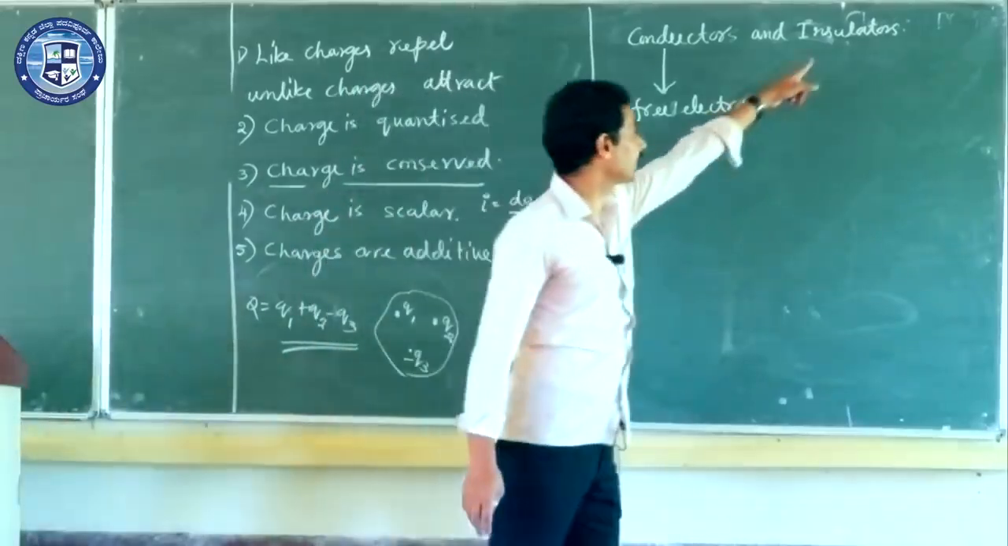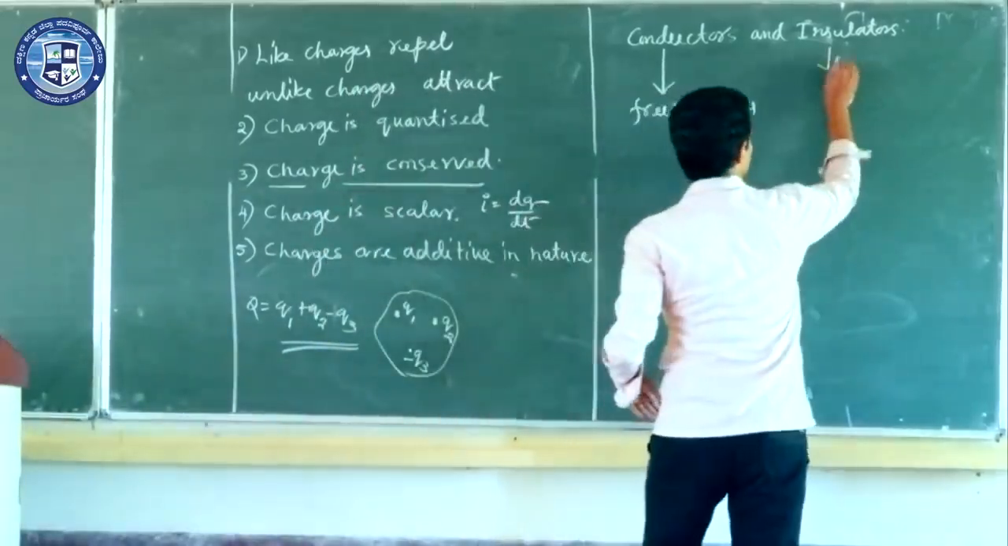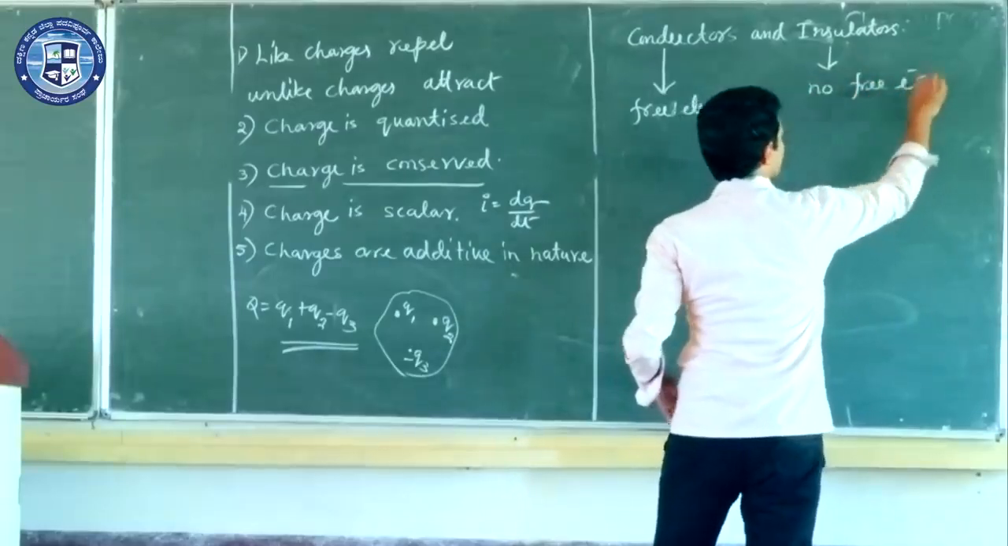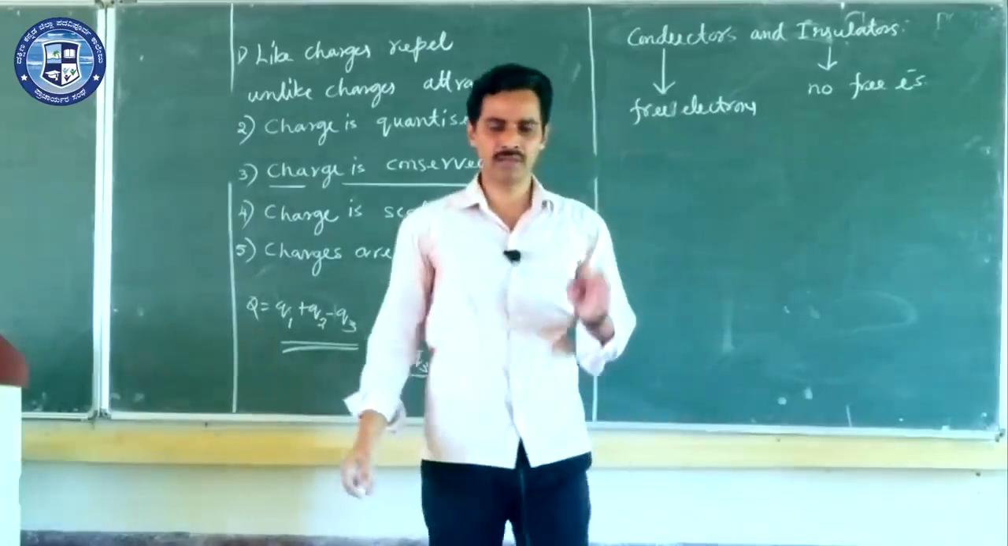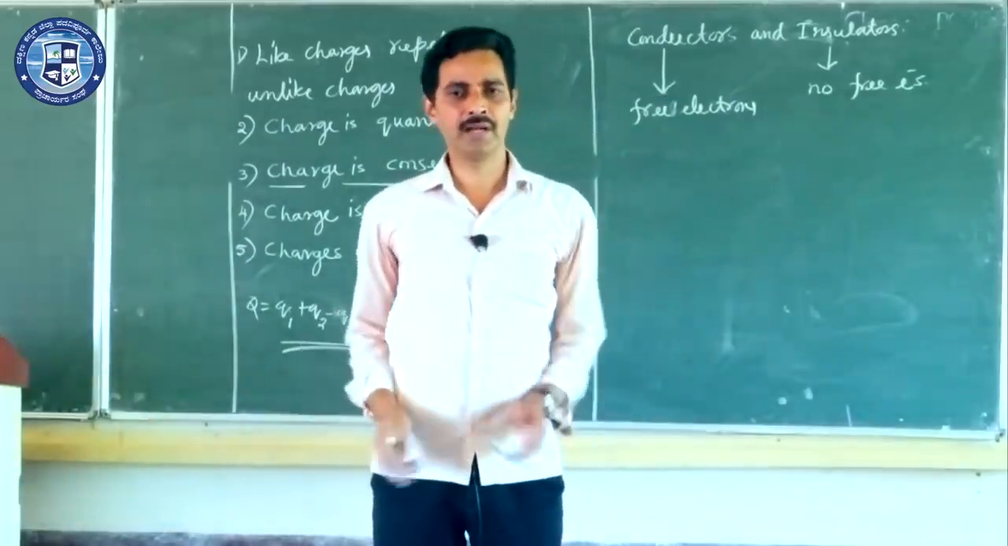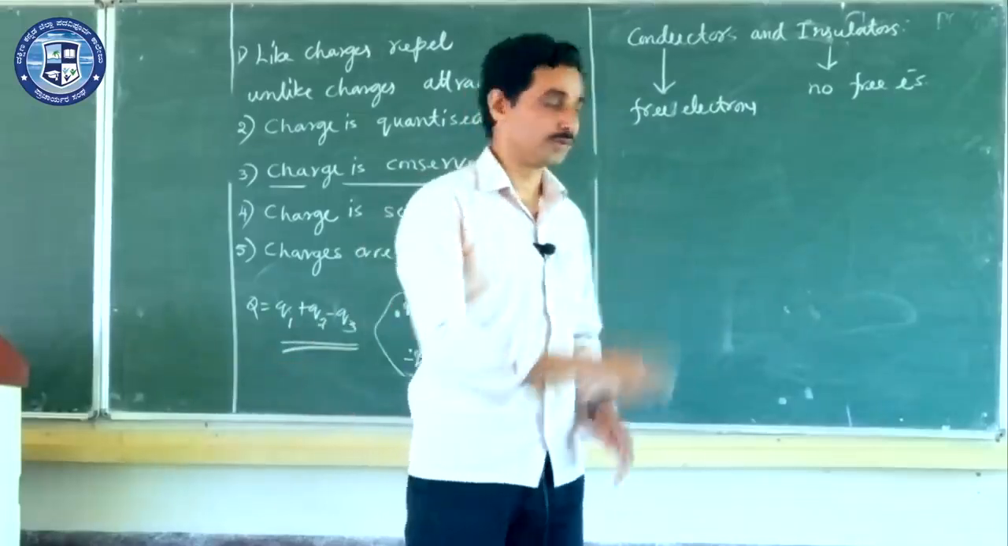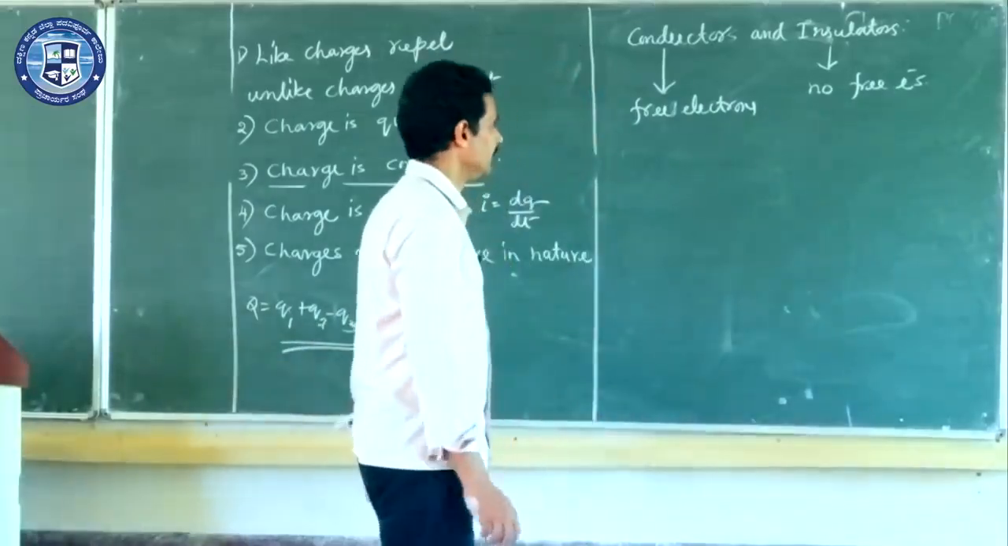So there are no free electrons here. So no free electrons I can write. I don't write no electrons, no free electrons. All the electrons are busy. They say, I don't have free time, and I am busy in revolving around the nucleus, so I can't make the current to flow through. So all the electrons are busy in insulators.